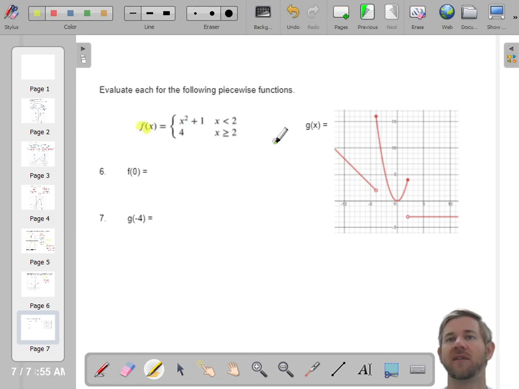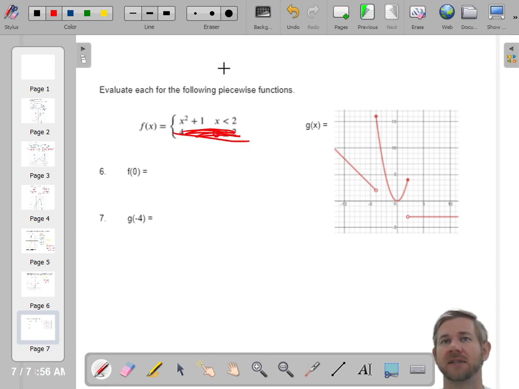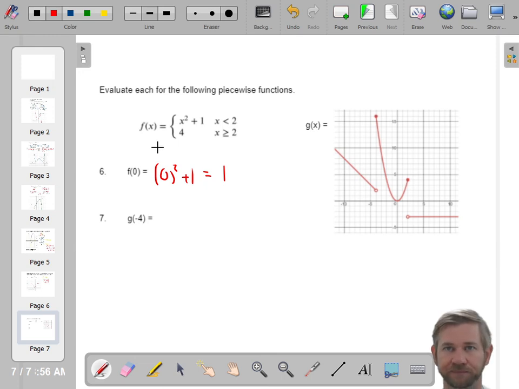There's two functions here. You have f of x and g of x. One of them has the algebra, one of them has the graph. Just make sure you understand the game. F of 0, this is f, so I'm going to plug 0 in, and you need to decide which piece to use. Is 0 less than 2? Yes. So I'm going to plug it into this piece. But is 0 greater than 2? No, so we're not using that piece. We're using the top one. So I'll just plug it in. 0 squared plus 1 is 1. So at f of 0, you get 1.